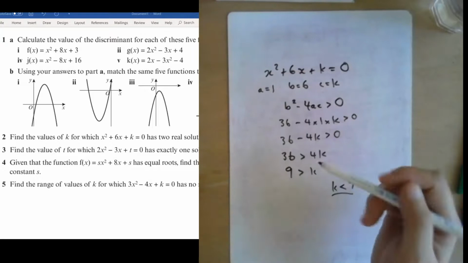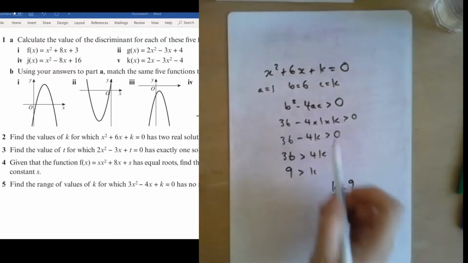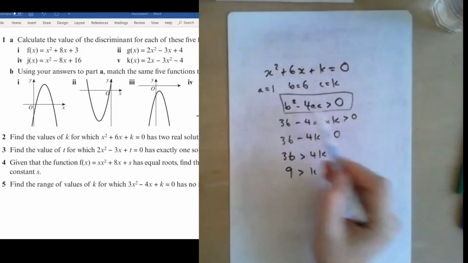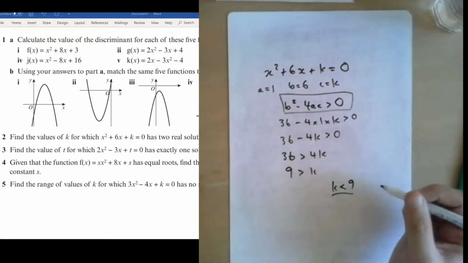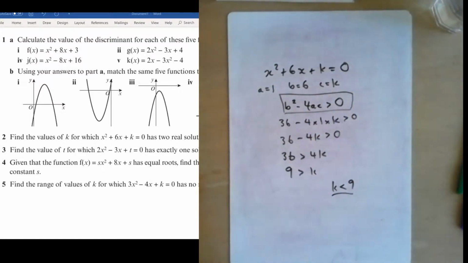Whereas, say, for 3, it's saying exactly one solution. So I wouldn't be applying this because I only apply the discriminant is more than 0 if it is 2 real roots. If it is one solution or a repeated root, I would say equals 0. And if there are no real roots, then I'm going to use the inequality is less than 0. Does that make sense? Hopefully it does.